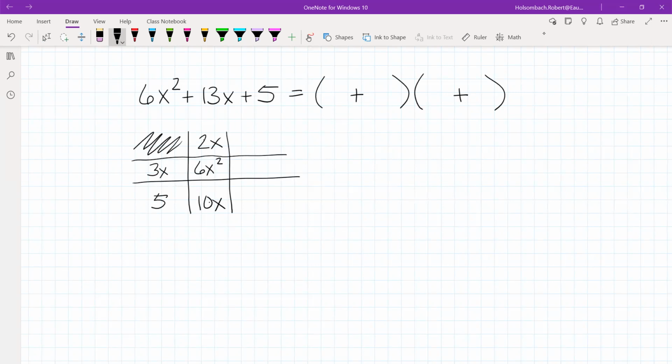And then my other factor of 5 is a 1. So I'm going to pair my 1 with my 3x. So 1 times 3x is 3x. And my 10x plus my 3x gives me my 13x, which goes in the middle. And my 1 times 5 is 5. So my 3 rules have been met. So my factors are 3x plus 5 and 2x plus 1.